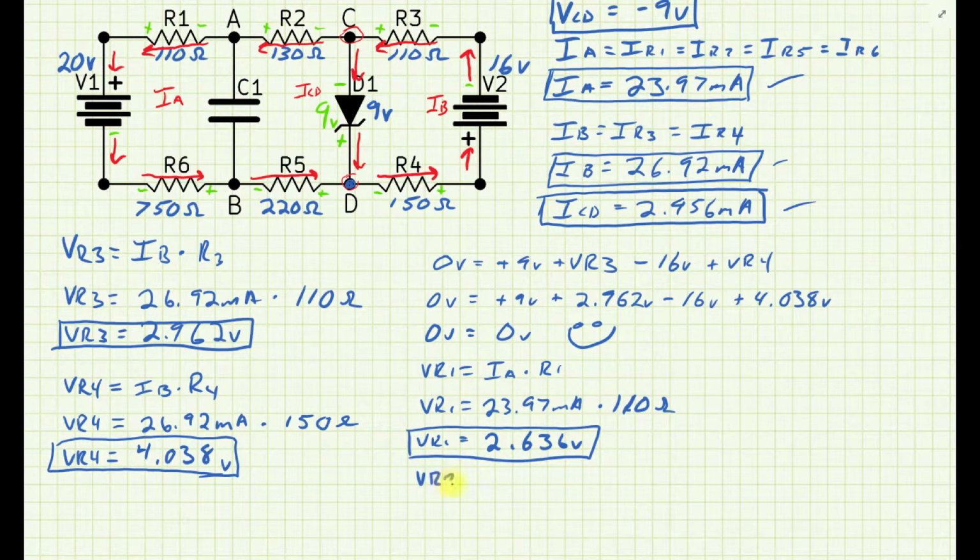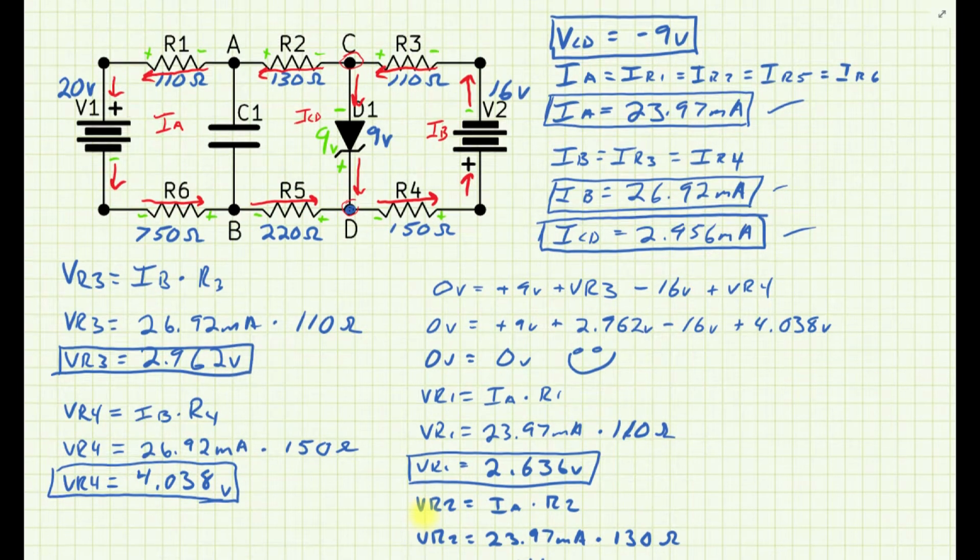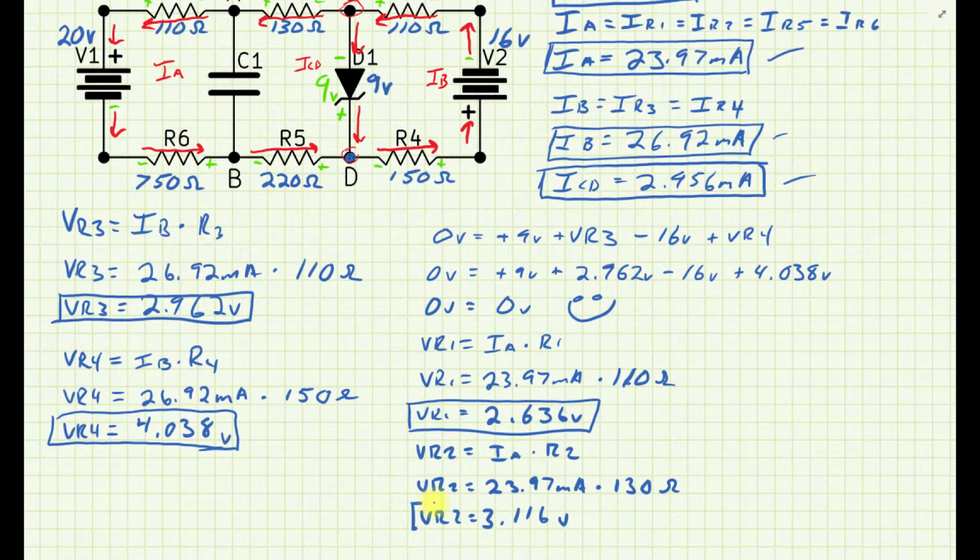Okay, VR2 equals IA times R2. VR2 equals 23.97 milliamps times 130 ohms. VR2 equals, okay, so I've got 23.97 milliamps times 130. I'm getting 3.116 volts. Alright.